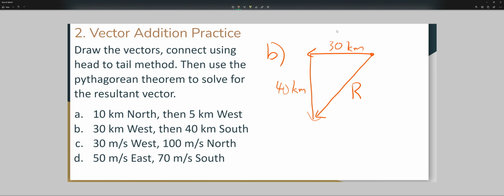And, well, you do the same thing. You're going to do A squared plus B squared is equal to C squared. So you're going to do 30 squared plus 40 squared is equal to C squared. And if you want to do this yourself, well, the answer is... Actually, I forgot what the answer is. 900? Oh, it's 50. The answer here is 50 kilometers. So if you want to practice yourself, there's the answer.